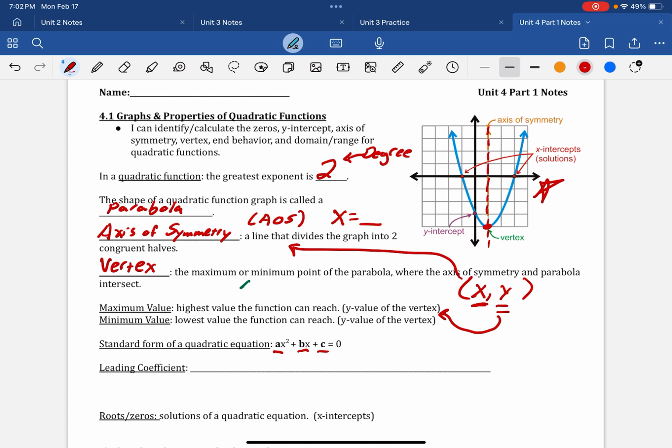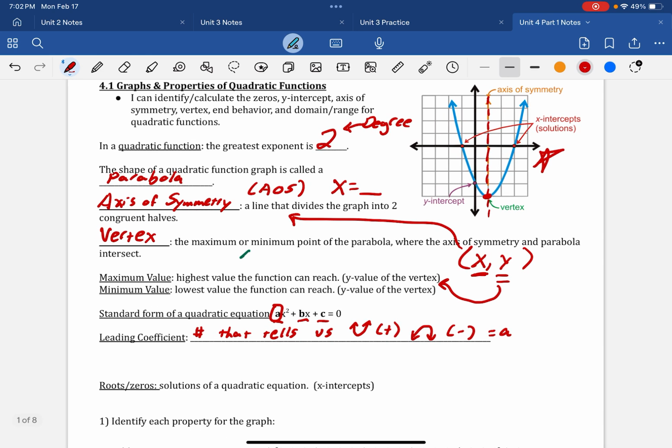The leading coefficient is this a value, and this is the number that tells us whether our picture is going to be going upwards, which would be that it's a positive number out front, or if it's going to be pointing upside down, which would give us a negative out front. That's what that a value is going to do.